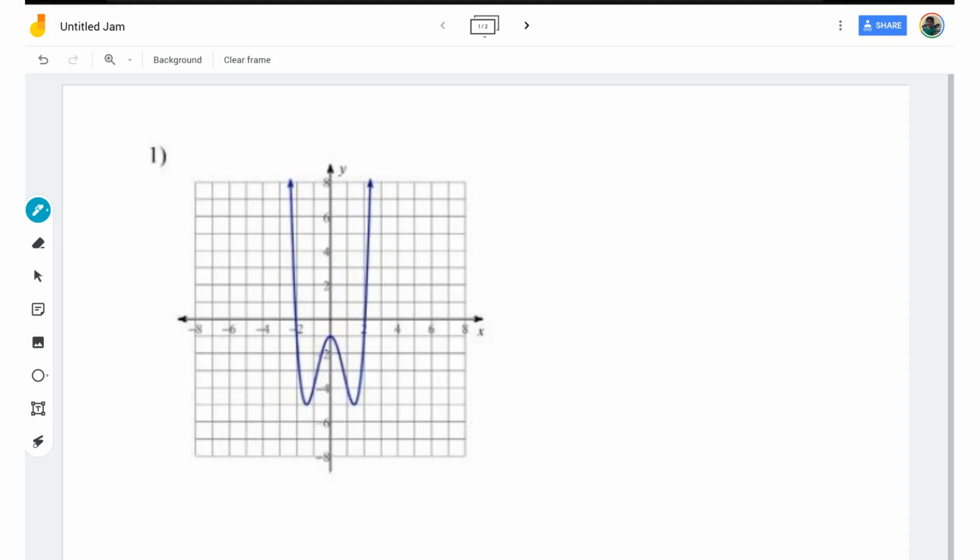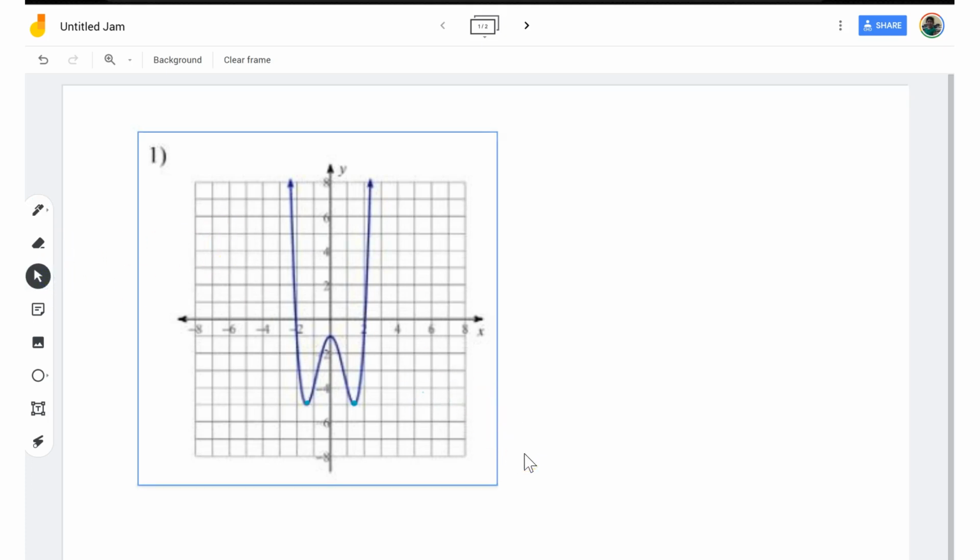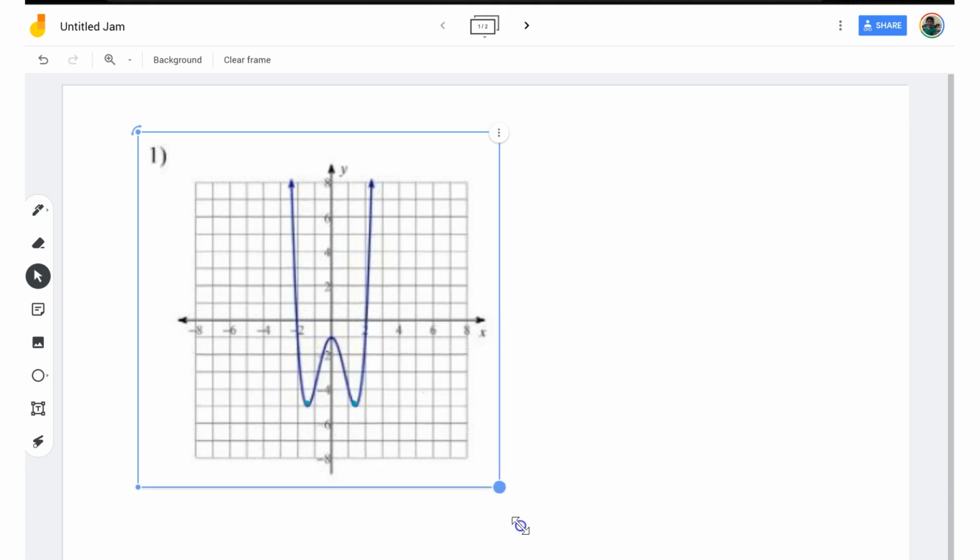My goal is to explain to you the review, and these are problems that you're going to see on the test. For number 1, it says approximate all points of relative extrema of each function, then approximate the open intervals where each function is increasing and decreasing. So we have these 2 points right here, and I'm going to estimate. I might have to make this picture bigger, and I'm going to go ahead and do that right now.